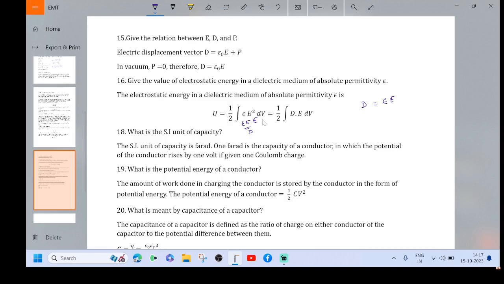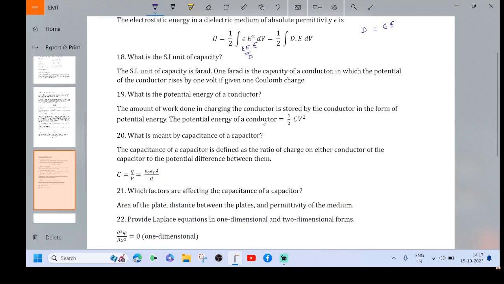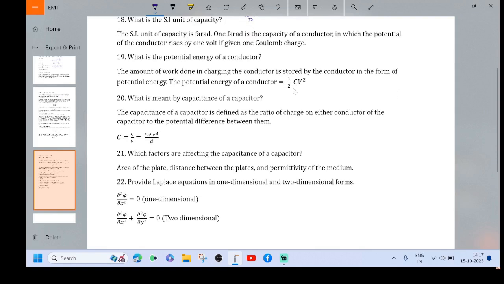What is the SI unit of capacity? The SI unit of capacity is farad. 1 farad is the capacity of a conductor in which the potential of the conductor rises by 1 volt if given 1 coulomb charge. What is the potential energy of a conductor? The amount of work done in charging the conductor is stored by the conductor in the form of potential energy. The potential energy of a conductor is half CV squared. Here C is the capacitance, V is the potential.